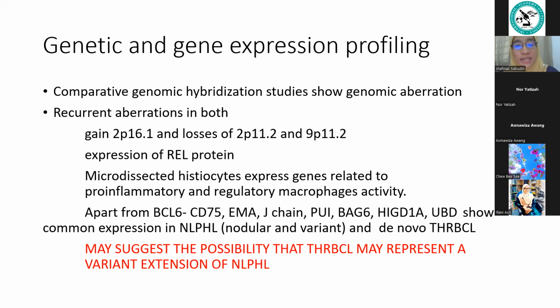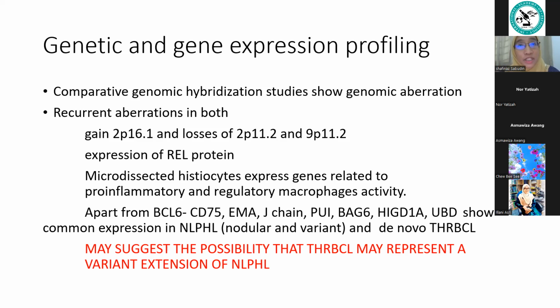Comparative genomic hybridization studies have also been done, and they show many genomic aberrations that are shared in both these entities. For example, there is gain of 2p16.1 and losses of 2p11.2 and 9p11.2. They also both express REL protein. And when looking at the microenvironment cells, the microdissected histiocytes also express similar genes, which are related to pro-inflammatory and regulatory macrophage activities.